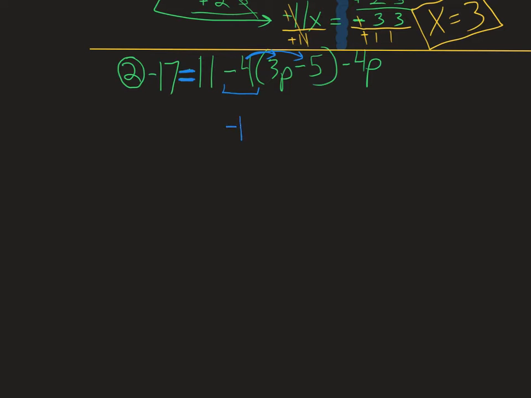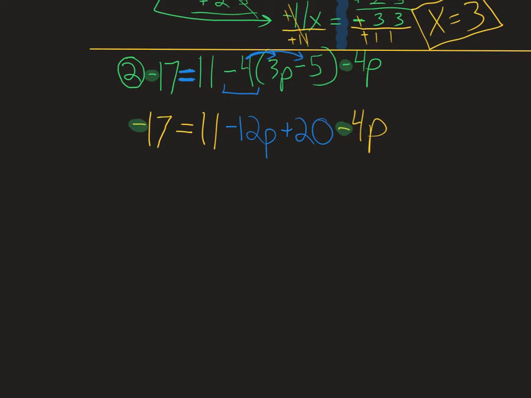Negative 4 times 3, negative 12p. Negative 4 times negative 5, positive 20. Now I'm just bringing down everything that was not touched yet, that I didn't distribute, and I continue working. Watch all those negatives. That's another thing I'll see kids do as they're learning these skills, is they might miss one of these negatives when they recopy things. So watch all the negatives when you're copying between each step.